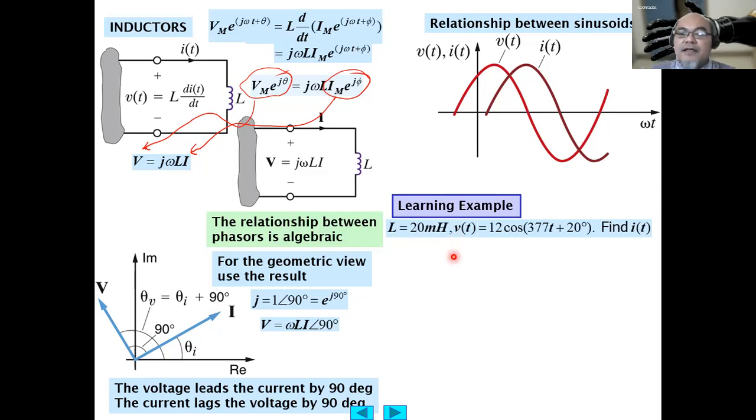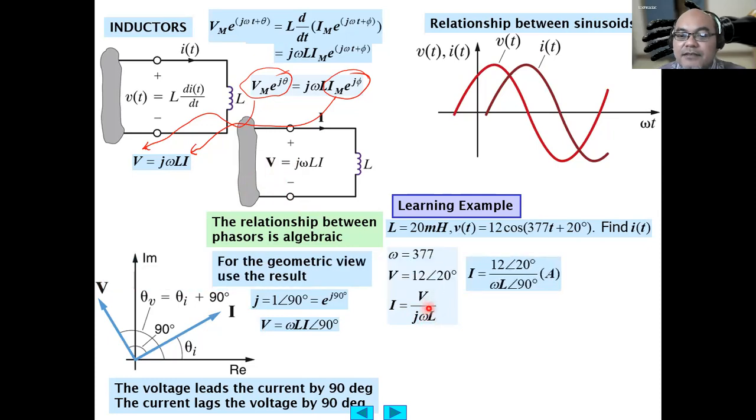For example, we have an inductance of 20 millihenry. The voltage source equals 12 cosine 377t plus 20 degrees. Find the current I. So I will be equal to the voltage divided by j omega L. Here, the voltage is expressed only from the amplitude and the phase: 12 with angle 20 degrees. The current equals, from here, the voltage divided by j omega L.